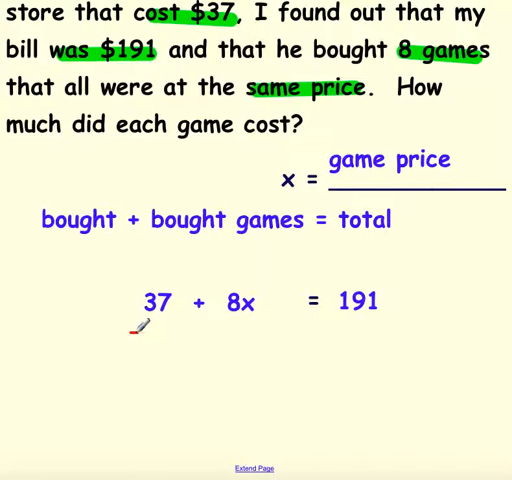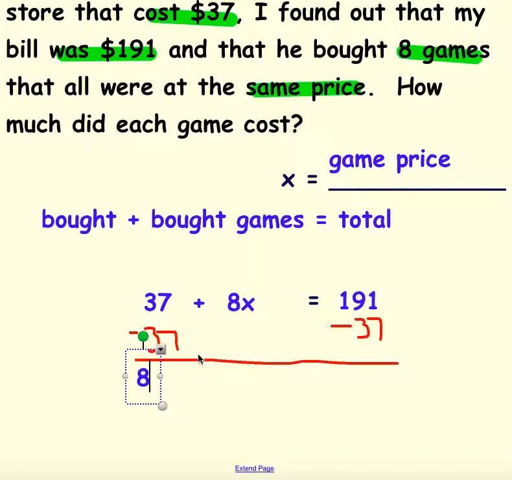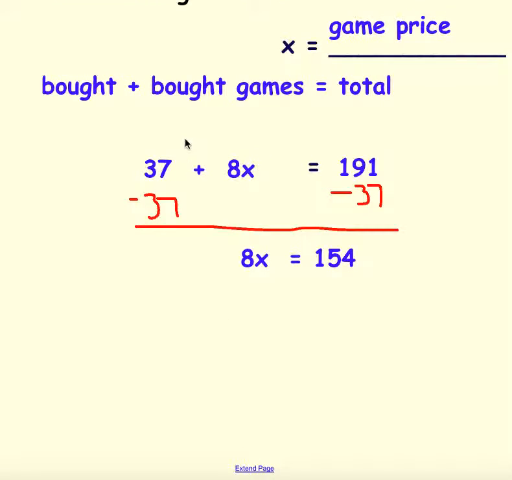You just subtract your constant of 37. Okay. And then all you got to do is bring your terms down on this one. So I am going to bring down my 8x, and that is going to be equal to $154. So he's responsible there, $154. Then the last step on these is divide by 8.